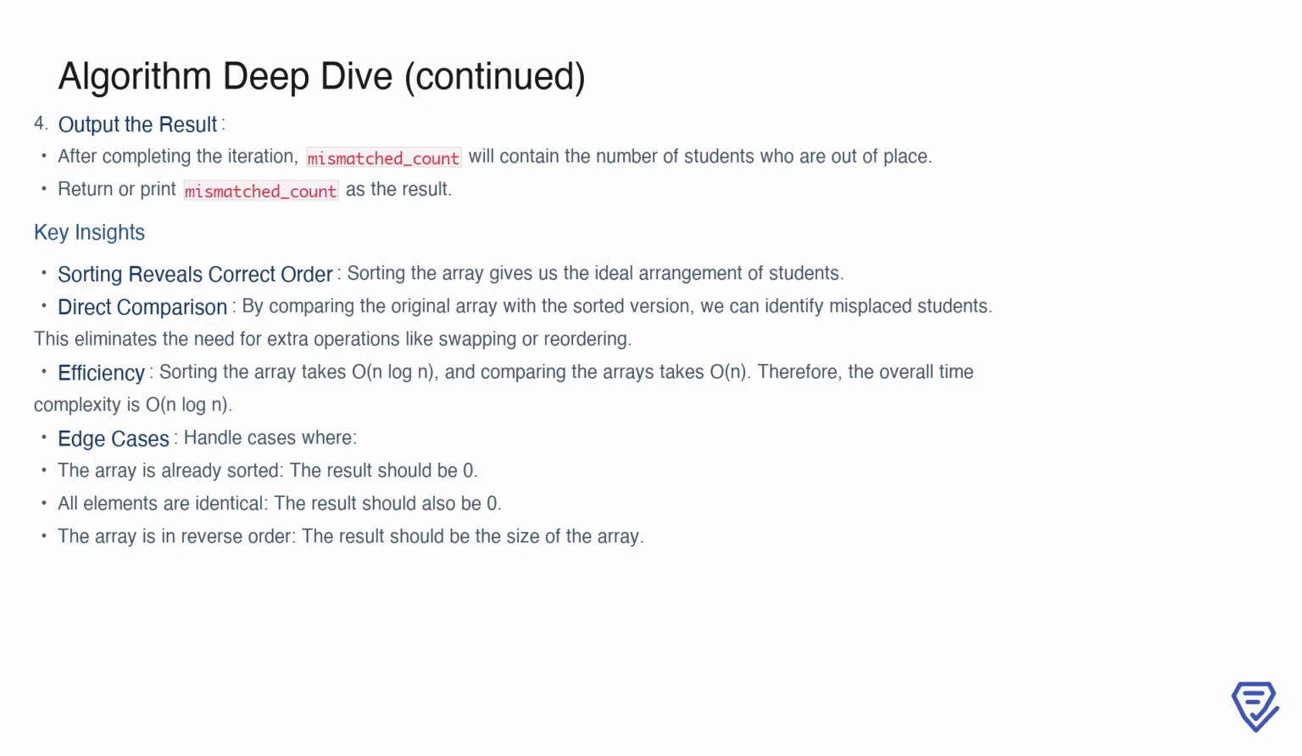Additionally, the approach naturally handles edge cases. For example, if the array is already sorted, the mismatch count will be 0. Similarly, if all elements are identical, the count will also be 0.